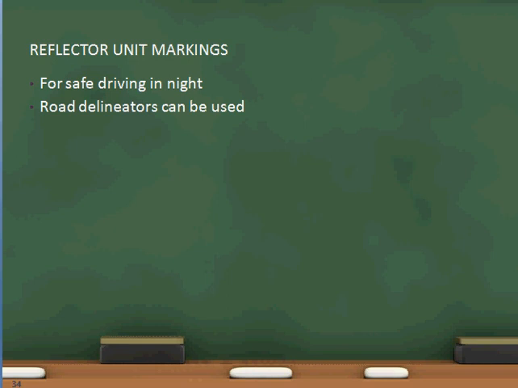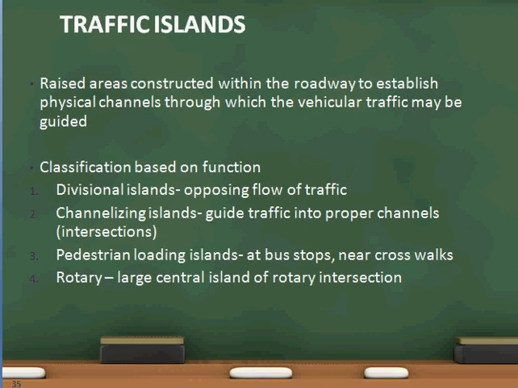These perform the functions that are performed by traffic signs. A similar function is performed by road markings, and these are marked on roadways, on pavements, and also on objects near the road pavement. Next is traffic islands. Traffic islands are raised areas within the roadway to establish physical channels through which vehicular traffic may be guided. So it is known as traffic islands.